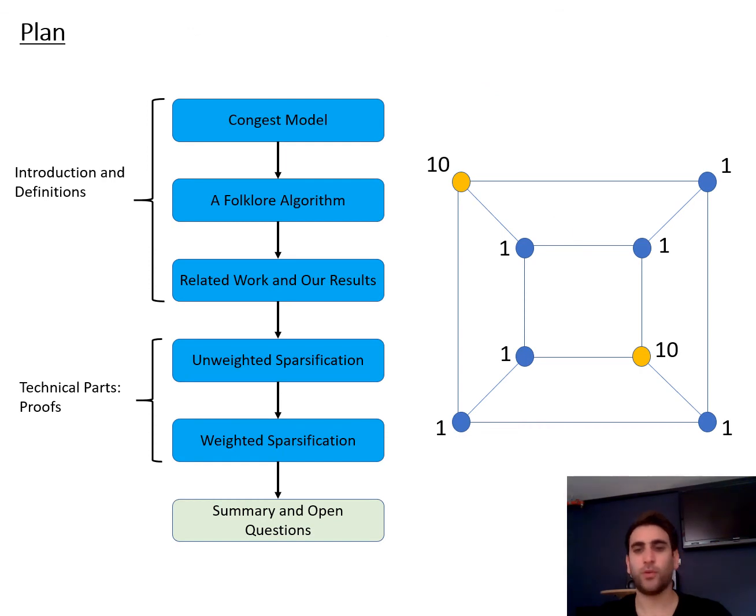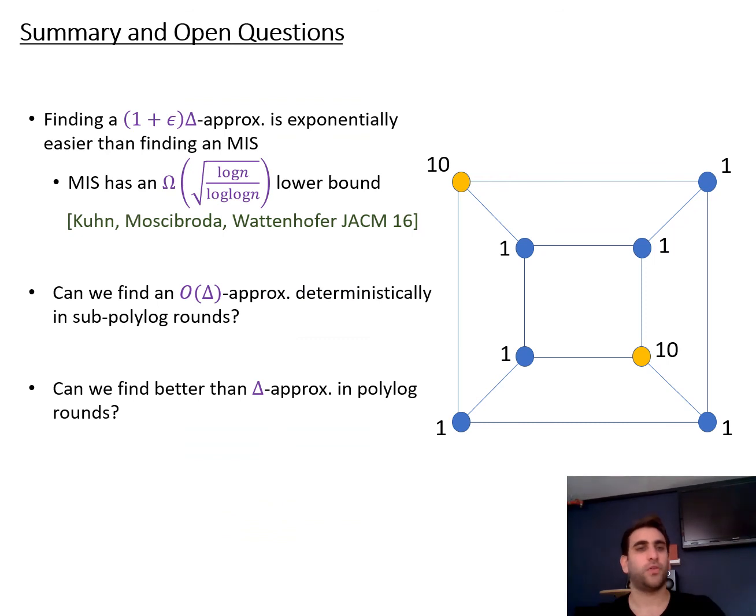That's all I wanted to tell you today. Let's summarize. First, we think it's interesting that the (1+epsilon)delta approximation to maximum weight independent set can be found exponentially faster than finding a maximal independent set. This is because a maximal independent set has a lower bound of Omega of root of log n over log log n, shown by Kuhn, Moscibroda, and Wattenhofer.